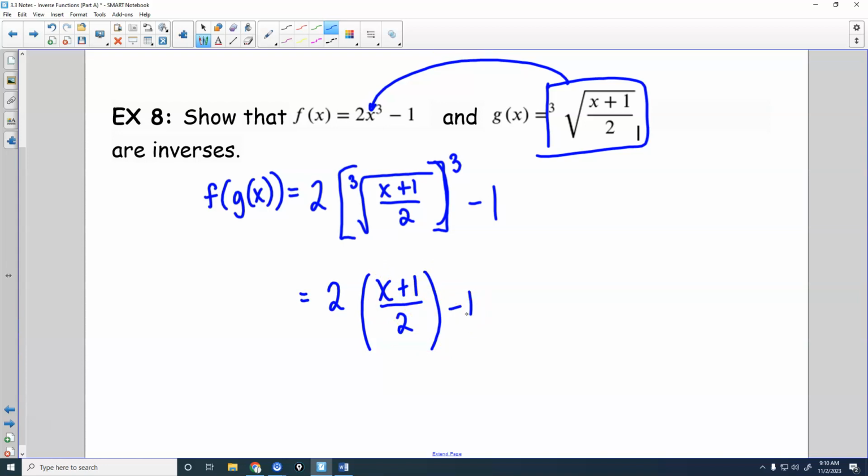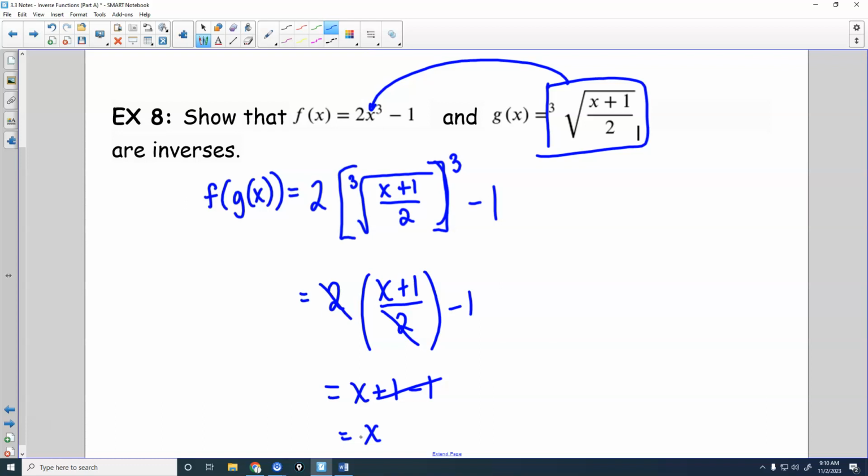What's the next thing that would cancel out? The 2's would be gone. I'd have x plus 1 minus 1, and now the 1's would cancel out. I would just get an x. So this should confirm partially that we're probably dealing with inverses here.